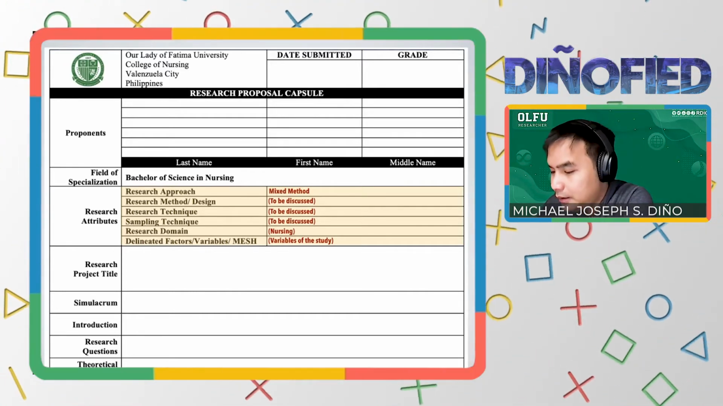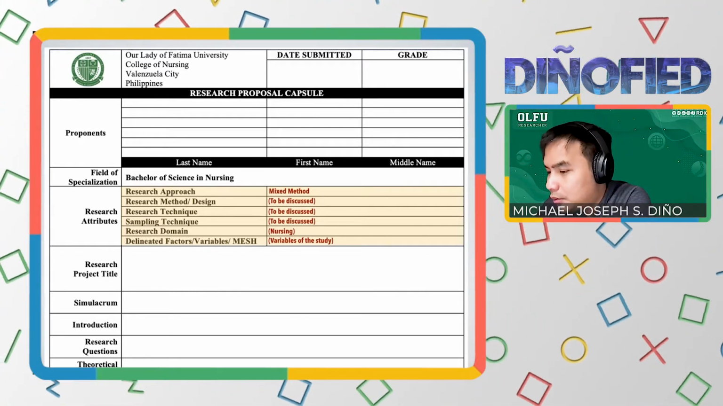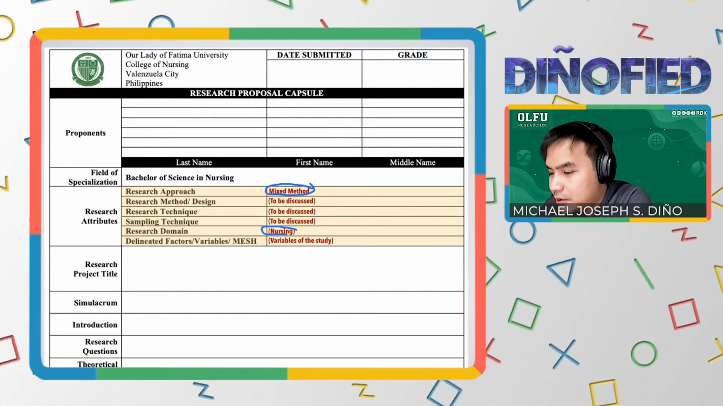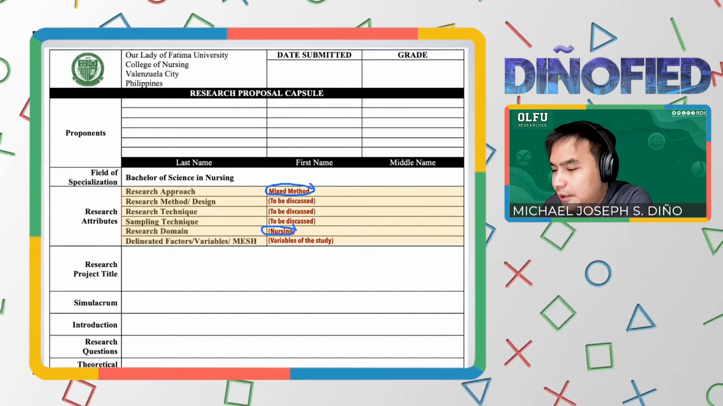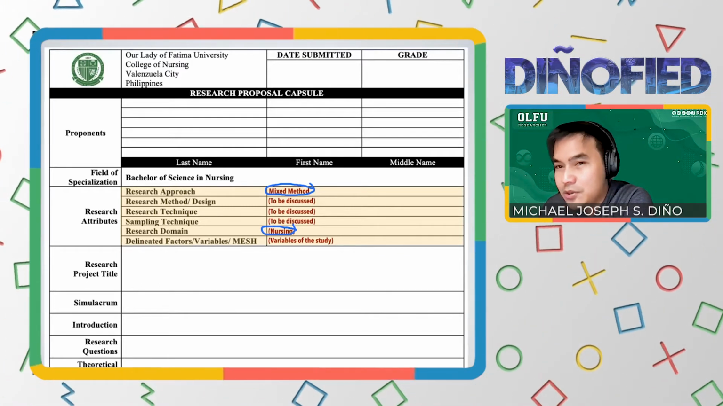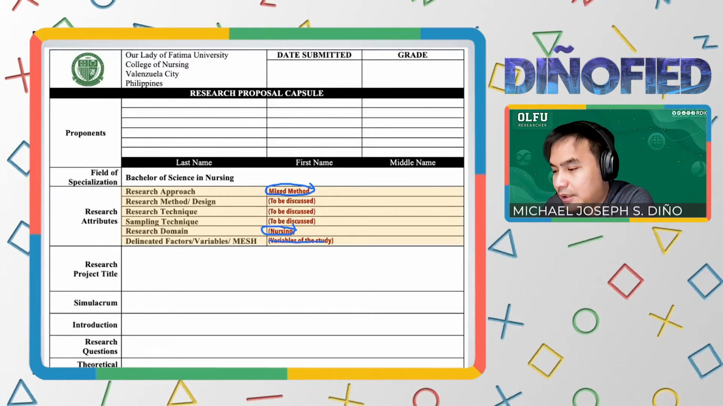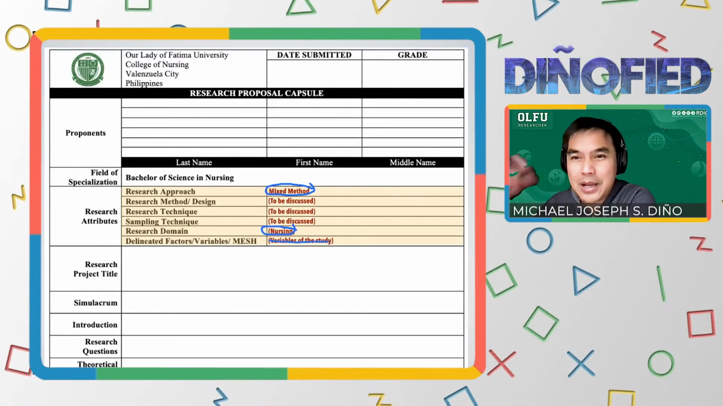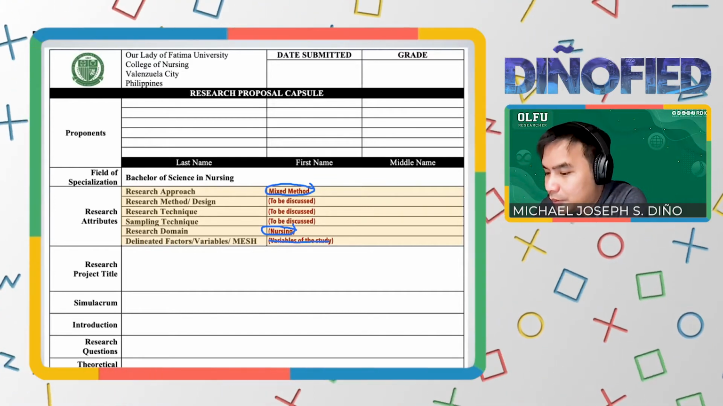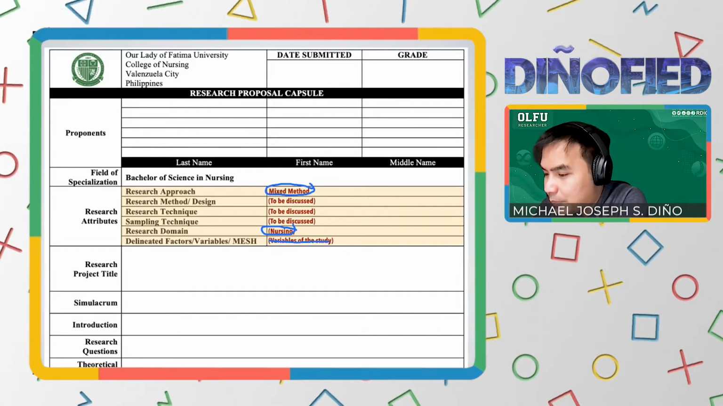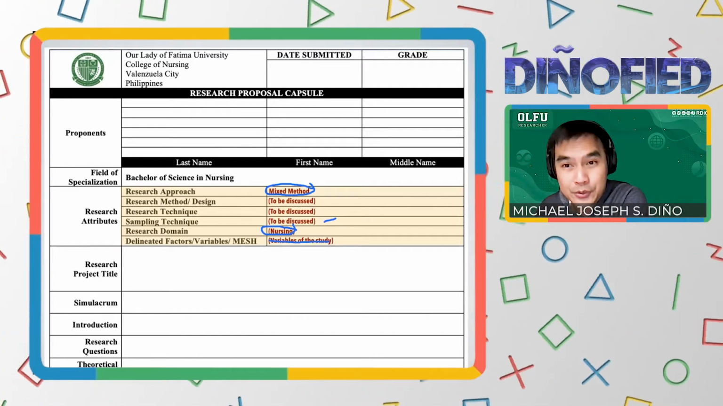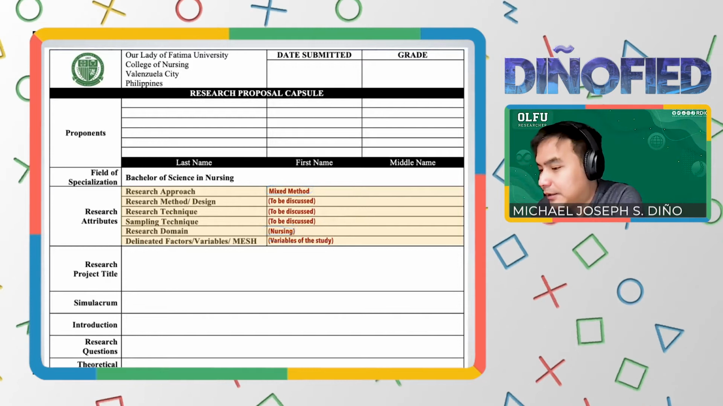So what we're going to do is put here mixed method, and at the research domain, nursing. Delineated factors or variables or MeSH, we're going to fill this up in our future discussions pa. So we're going to be discussing sampling technique and of course the tools that we're going to use. So yun yung discussion natin for today.